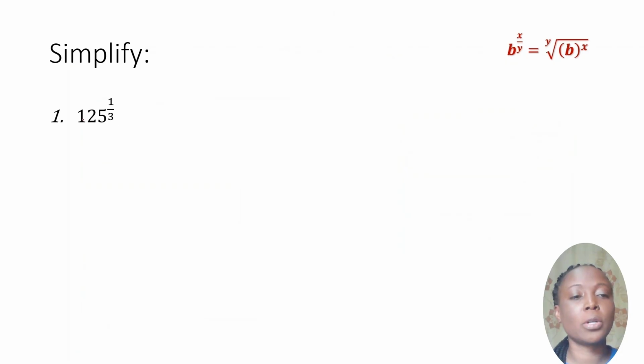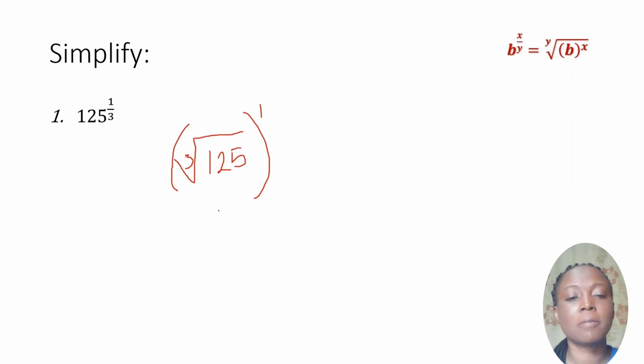Now, number 1, you have 125 raised to power 1 over 3. Using our law over here, this implies that the denominator is 3, so we find the cube root of 125, and then we raise everything to power 1. And what is the cube root of 125? It is equal to 5, and so your answer is equal to 5.